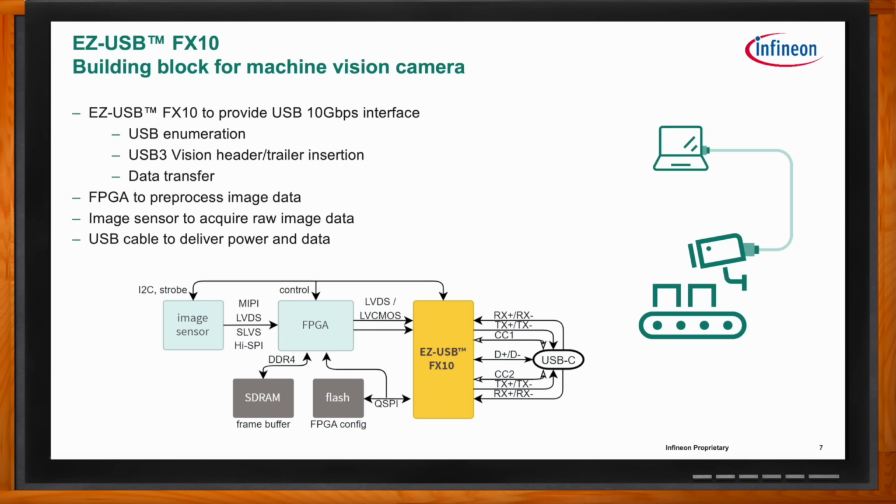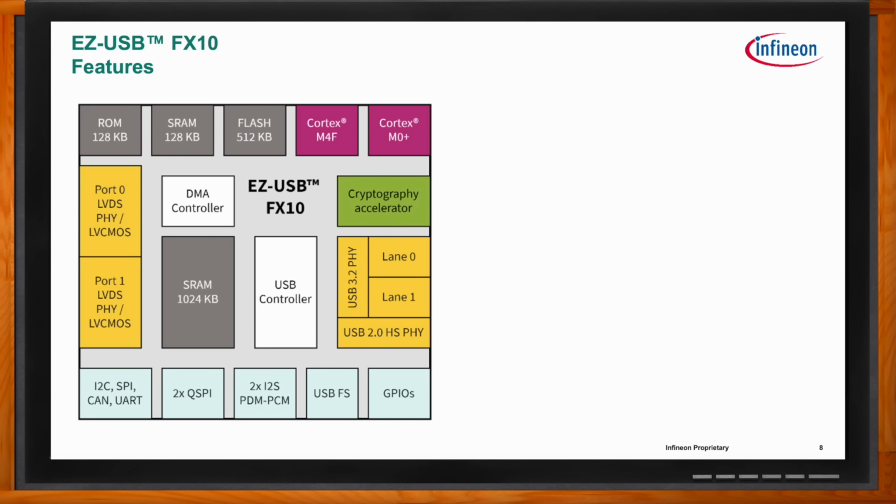The main features in FX10 include a new USB 3.2 Gen 2 device port that is capable of 10 gig and 5 gig, and the legacy USB 2.0 speed of 480 megabits. The FX10 USB 3 port can also support USB-C plug orientation detection and correction, so the design of the USB-C port is much easier.